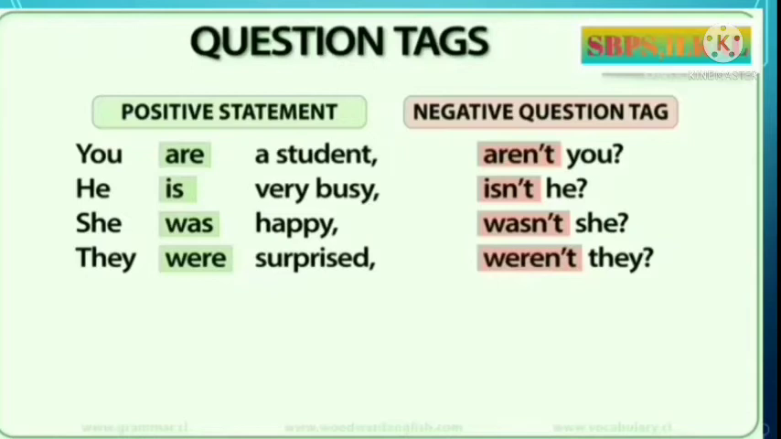So how many verbs are there in these sentences? There is only one verb. Okay, so one verb, they are auxiliary verbs. So we can use directly those auxiliary verbs in negative forms with already the subjects or personal pronouns here. Okay, so we can use these subjects in question tag.